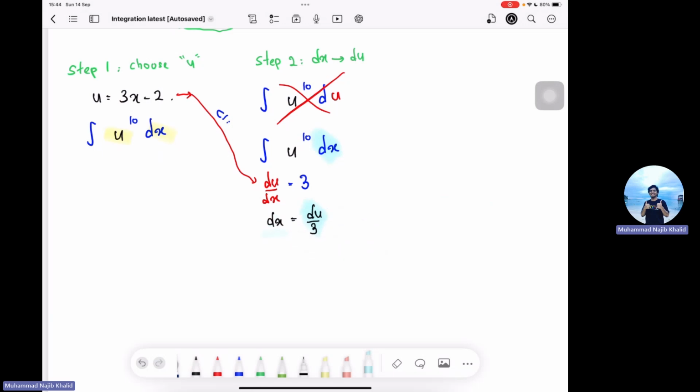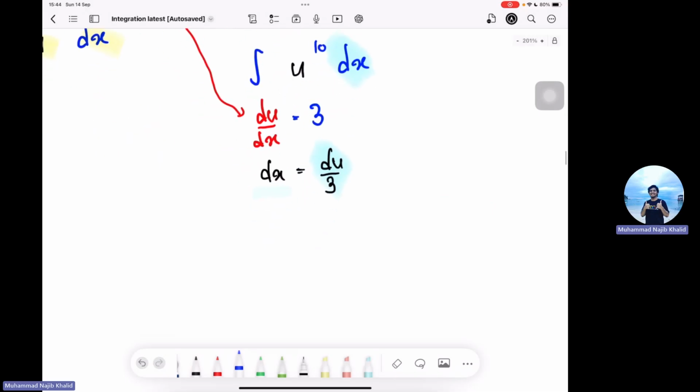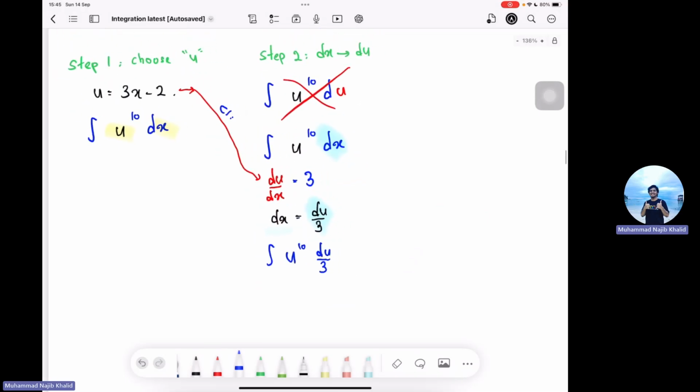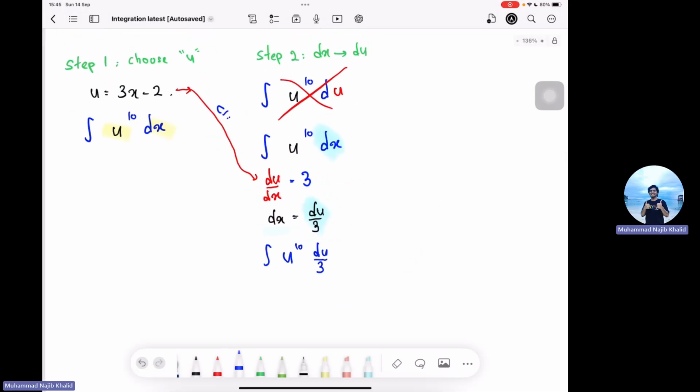Then we can rewrite our integral: u power of 10 du over 3. Alright, so we have done step number 2. We have replaced dx with du. Right, now we move on to step number 3.